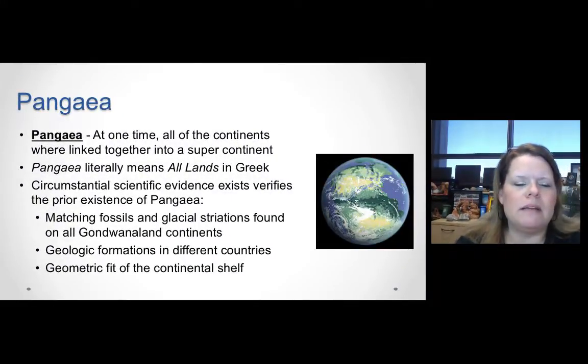So what's Pangaea mean? This is the actual spelling from Alfred Wegener's book, and its term means all lands in Greek. So at one time, our continents at the end of the Paleozoic era, which was back at the Permian period, were all together as a supercontinent, and there were 2 sections to that. One section is called Gondwanaland, and that's all the southern continents, and the northern continents were called Laurasia or Eurasia.